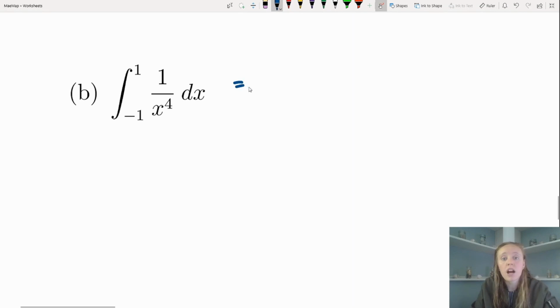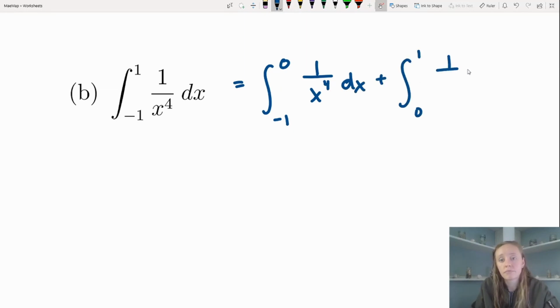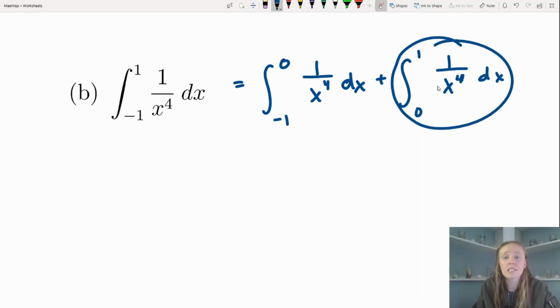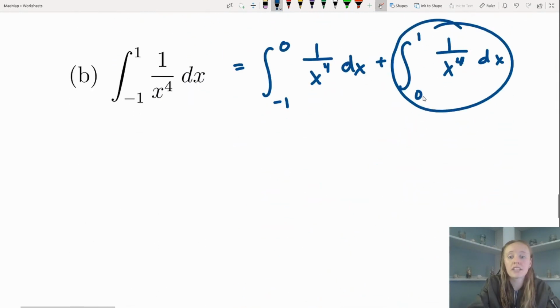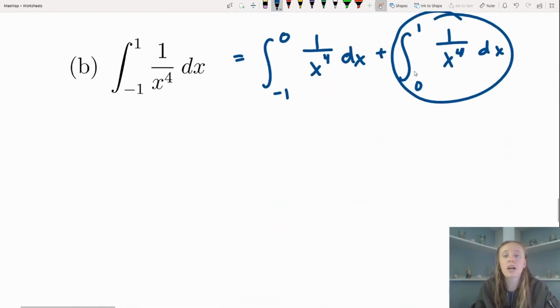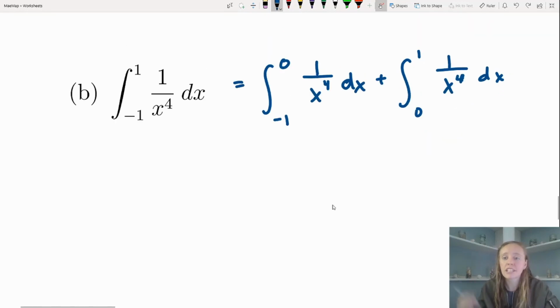So like before, I'm going to split it, but I need to split it at that point where my function is undefined. So I'm going to go from negative 1 to 0. That's where my function is undefined, and I'm going to add that from 0 to 1. Now we already know what 0 to 1 is because we've done that up above. We got that it diverged.